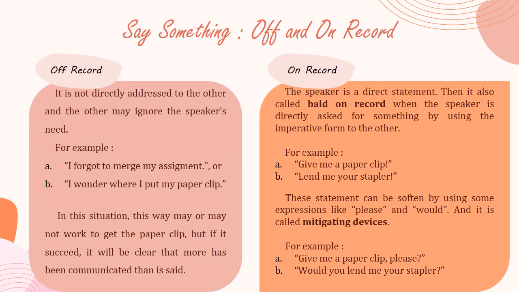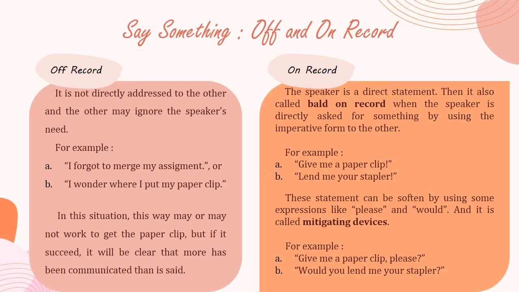The second is on record. The speaker makes a direct statement. It is also called bald on record, when the speaker directly asks for something by using the imperative form to the other. For example, give me a clip, or lend me your stapler.